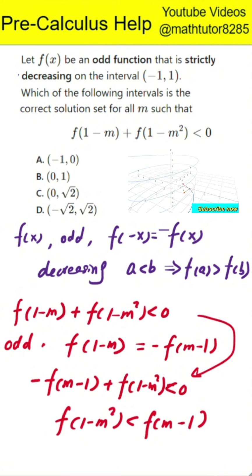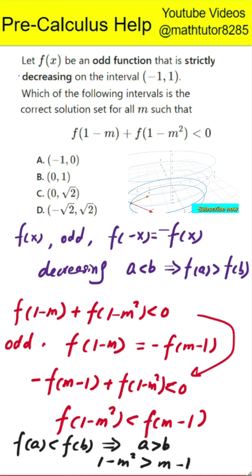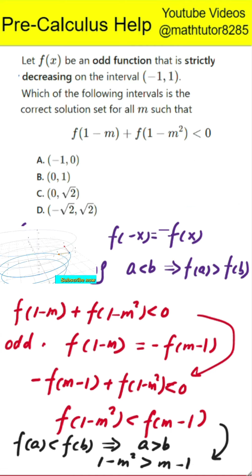Next step is to use the fact that f is decreasing. Since f is decreasing, if f of a is less than f of b, then a must be greater than b. So, f of 1 minus m squared less than f of m minus 1 means that 1 minus m squared must be greater than m minus 1.